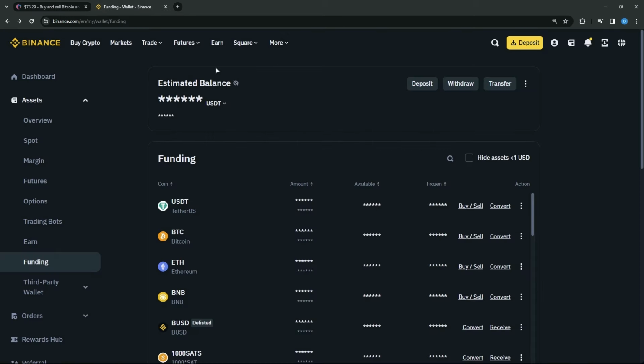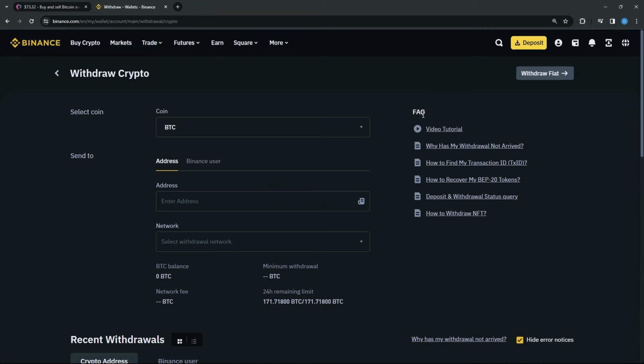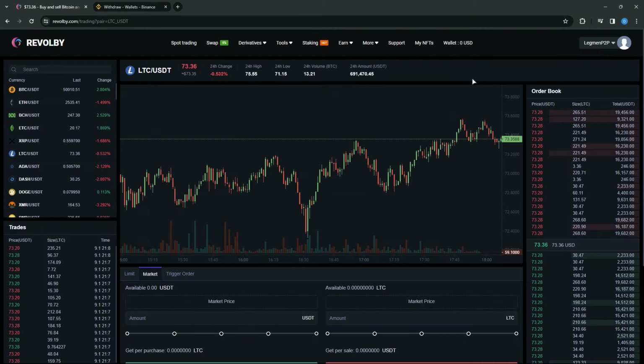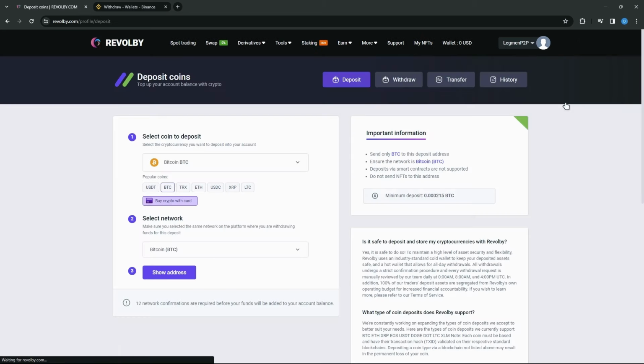Next, we buy Litecoin on the Binance exchange for the amount available to us. In my case, it is $10,000. After successful purchase, we go to the funding wallet section and click withdraw to deposit to Revelbee. On the Revelbee exchange, go to the profile, click deposit, select Litecoin, copy and paste the address to Binance.